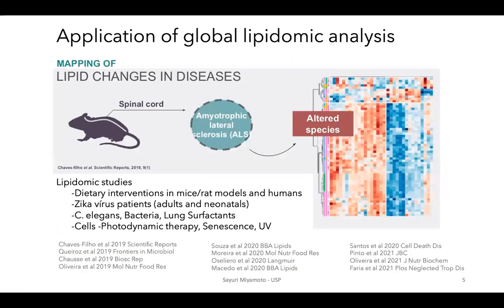So we've been applying this global lipidomic analysis in several studies. We do lots of analysis in ALS disease, but we also applied this platform in other studies: dietary interventional studies, a Zika virus study, which Marcos did in babies and recently published, and C. elegans cells. So we applied this platform in several samples in several diseases.